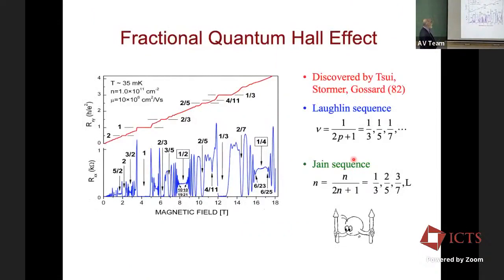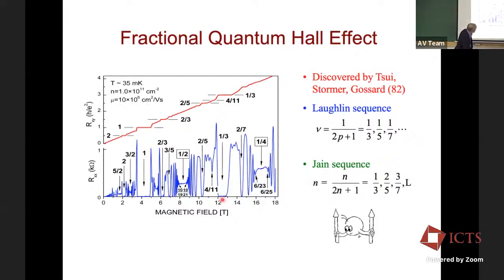Now, when you make the sample much purer, so the other sample there probably had a mobility of about 40,000, and this is a sample that has a mobility of 10 million or more, what you find is you get a lot more plateaus. Those plateaus don't correspond to integer filling of the Landau levels, but fractional fillings, rational fractional fillings, and typically with odd denominators. And whenever there are these odd denominators, you find that the longitudinal resistance goes to 0.